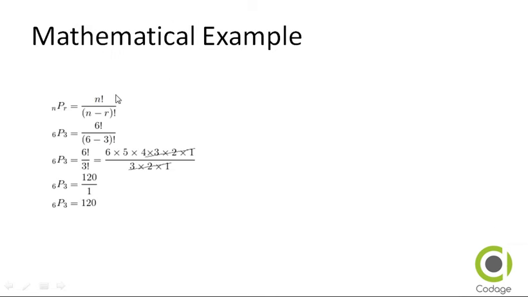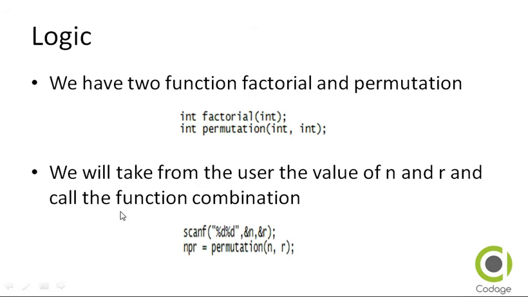Now let us understand a mathematical example. Suppose we have to find 6P3, then n equals 6 and r equals 3. So in the numerator we will have n factorial, that is 6 factorial, and in the denominator we will have n minus r factorial, that is 6 minus 3 factorial, which equals 3 factorial. Now if we expand both of these, we can easily cancel out 3 into 2 into 1 from the numerator as well as the denominator, leaving us with 6 into 5 into 4, which equals 120, which is our answer.